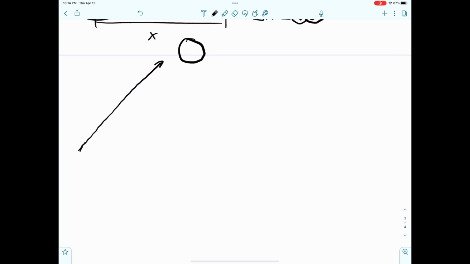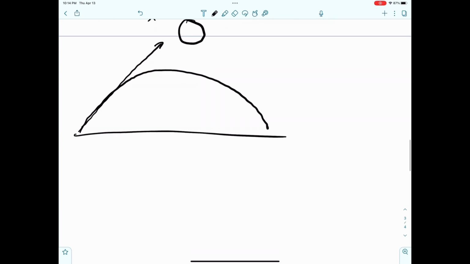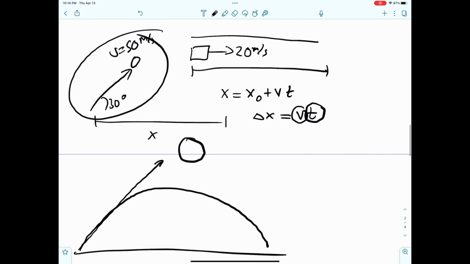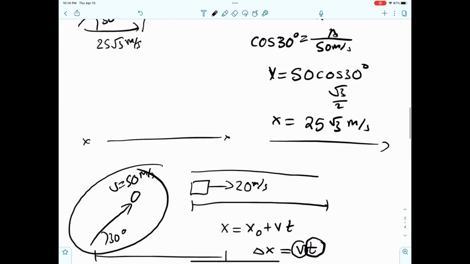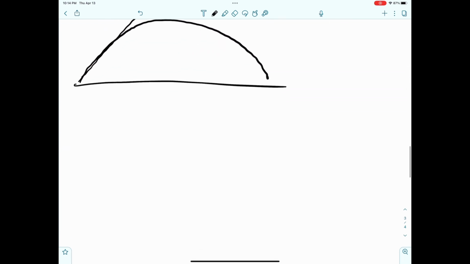However, there is gravity. So gravity is going to pull the ball down, and eventually it's going to come back to the ground when the force of gravity goes against the initial velocity. Okay, so now what we need is the velocity and the time. We already solved for the velocity in the x direction. We got 25 root 3 meters per second.